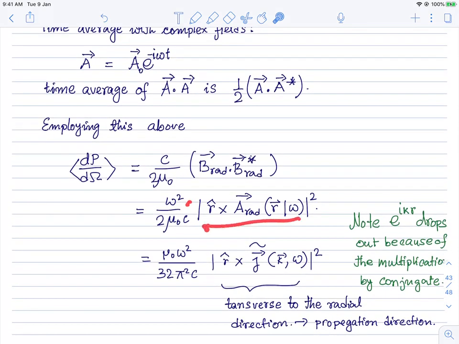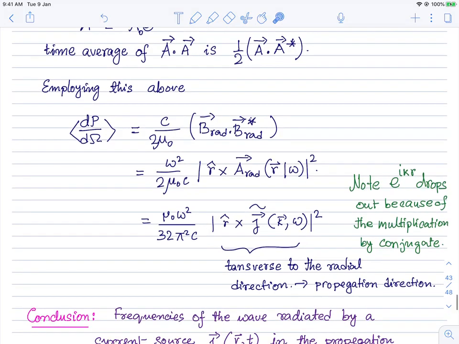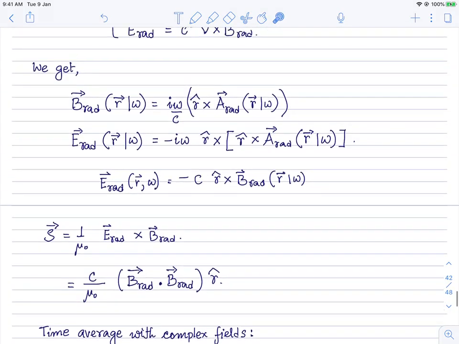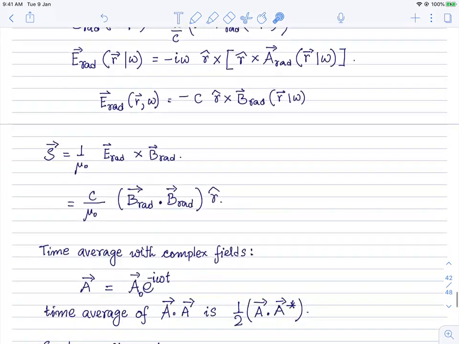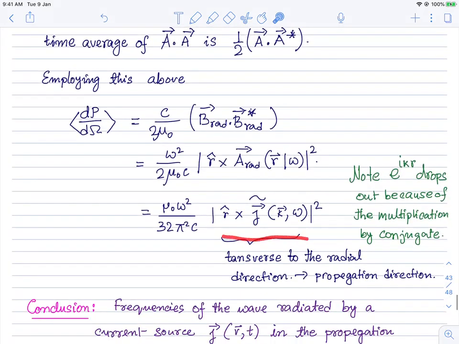And now I have to find the magnitude of this vector. And this vector, as we know, A is given in terms of the J that I found here, in terms of the Fourier transform of J. So this is entirely given in terms of the Fourier transform of J in this form here. Okay, so dP/dω is given in terms of the Fourier transform of J.